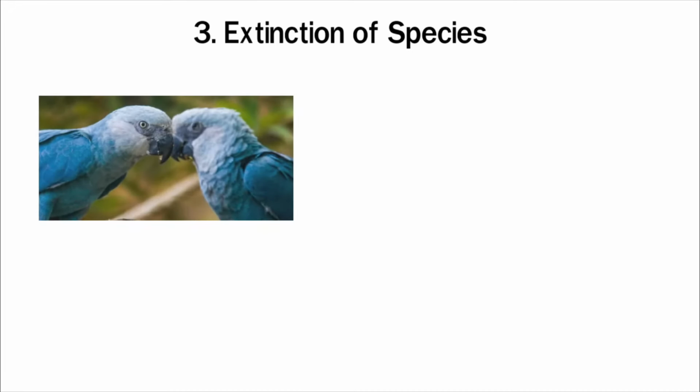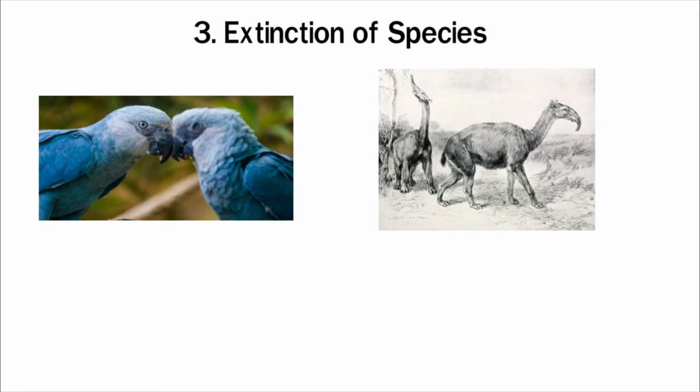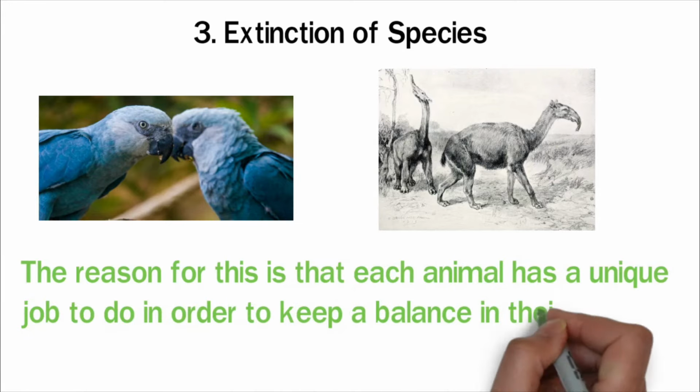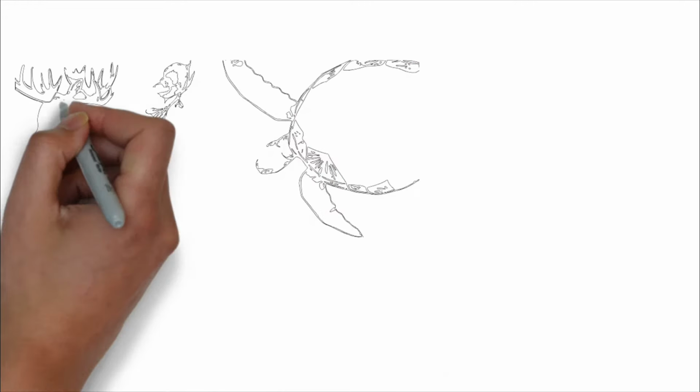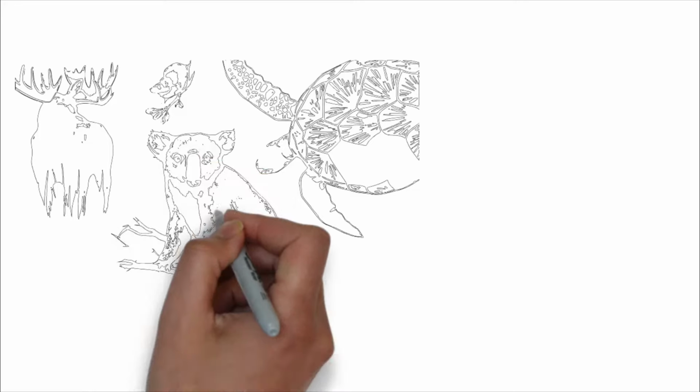Poaching is one of the main factors that lead to species extinction. Members of a species are said to be extinct when they are gone from the world. It can be bad for the environment when species die out. The reason for this is that each animal has a unique job to do in order to keep a balance in their habitats. Most animal species are now in danger because of poaching in different parts of the world.